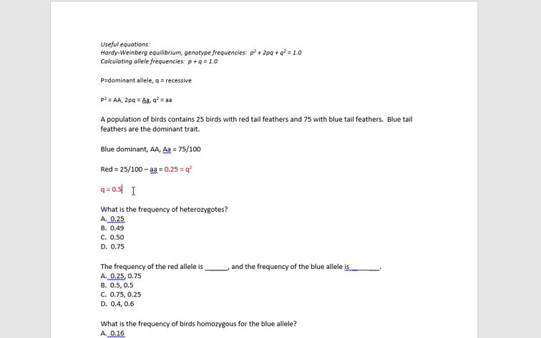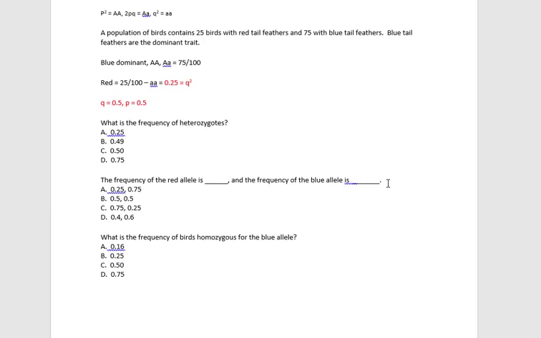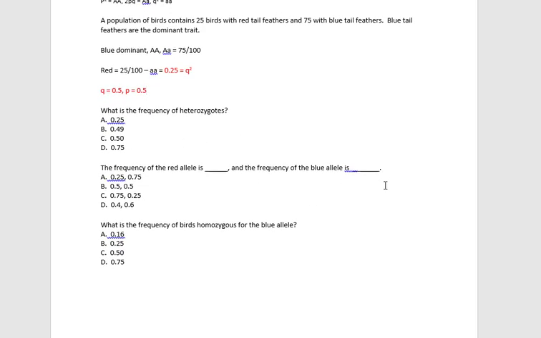And if Q is 0.5, and we look at our equation up here, P plus Q equals 1, that means that P equals 0.5 as well, because 0.5 plus 0.5 is 1. So this is some useful information. I think these are a little bit out of order from your test. But let's look at this one first: the frequency of the red allele and the frequency of the blue allele. Well, we just answered that, right? It's 0.5 for each of them. So that's going to be right here.